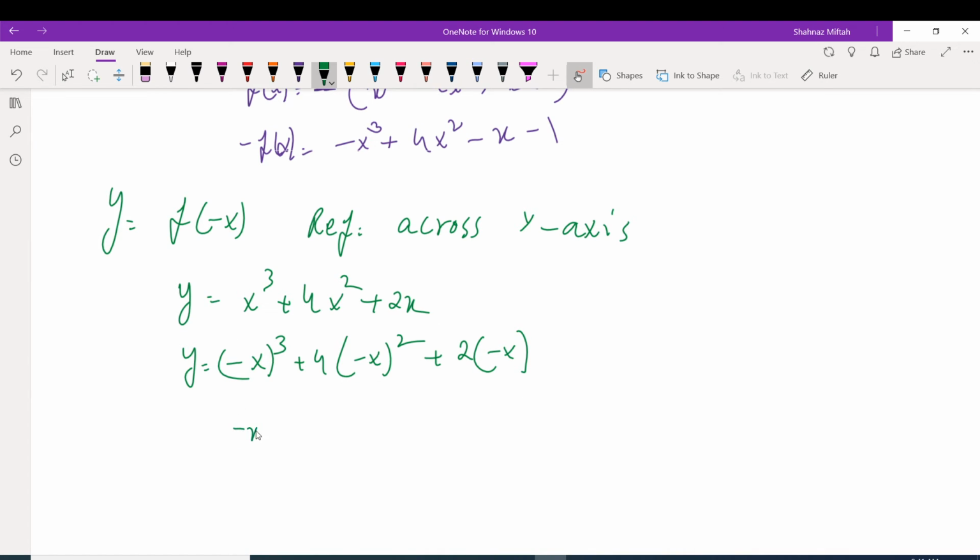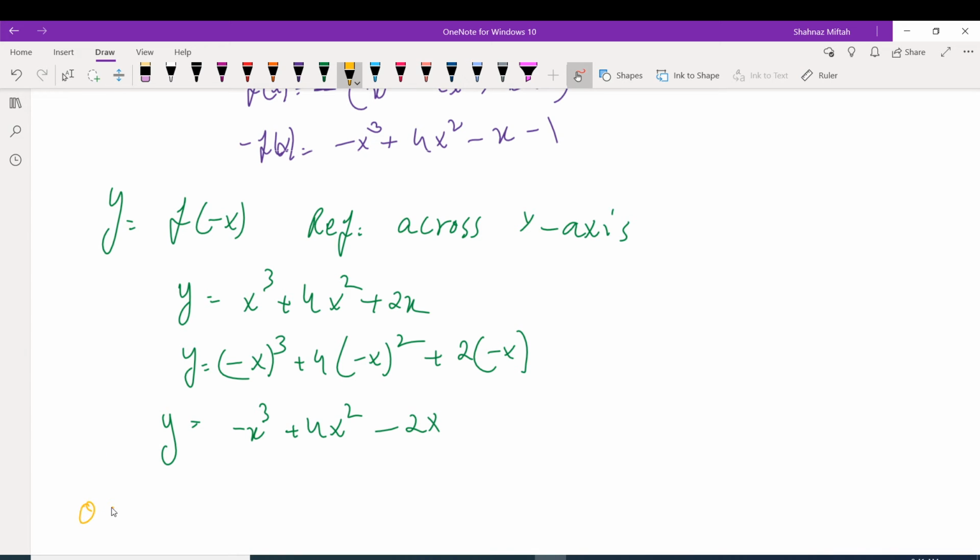So this is going to turn into negative x cubed anyway. This is going to turn into plus 4x squared. This is going to turn into negative 2x equals y. Now, we do have a change, it means there is a reflection across the y-axis. I changed it, right? If it doesn't change anything, then there should be neither. Then we have odd and even, or symmetric about the origin.